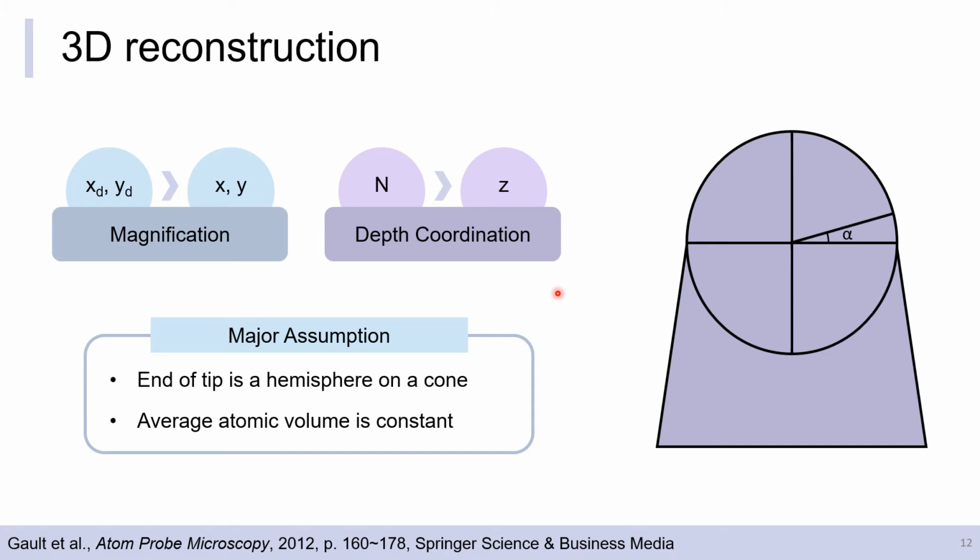Before 3D reconstruction, two major assumptions are required. First, the end of the tip is considered as a hemisphere on a cone. Second, the average atomic volume is constant.